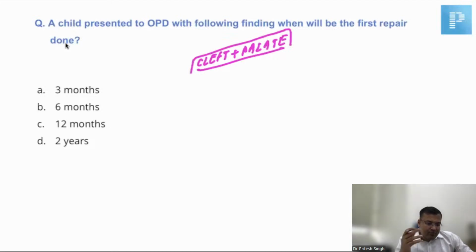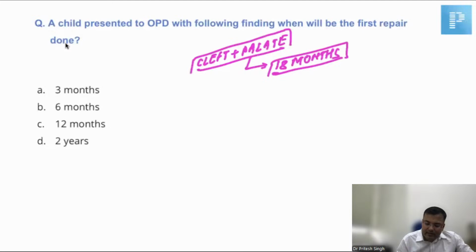Cleft lip and palate both were there. If hard palate is also involved, it is 18 months. If there is cleft lip plus soft palate, then it is 6 months, and if hard palate is also involved, it is 18 months. Somebody was telling me that, sir, 18 months was there in the option.